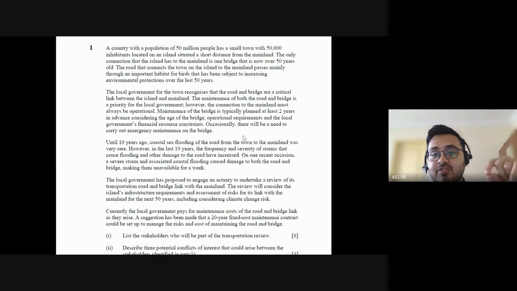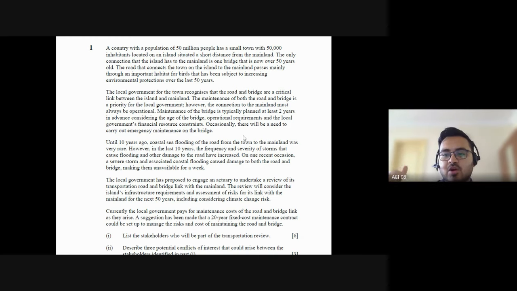However, in the last 10 years, the frequency and severity of storms that cause flooding and other damage to the roads have increased. Frequency and severity is something we'll discuss in much more depth when we get into the risk chapter. But right now, what it tells me is that the number of times the flooding happens and the damage that every flooding does today is a lot higher as compared to 10 years ago. So it again introduces me to everything going around climate change. But have they given me any consequence of it? Not yet. Okay, other damage to the road.